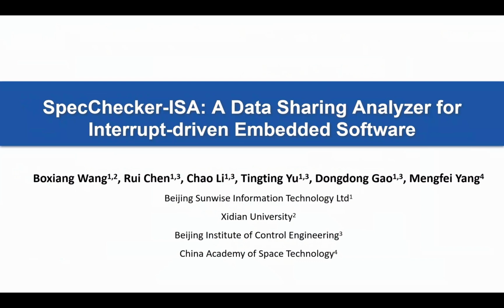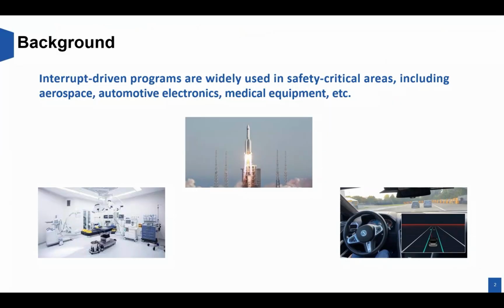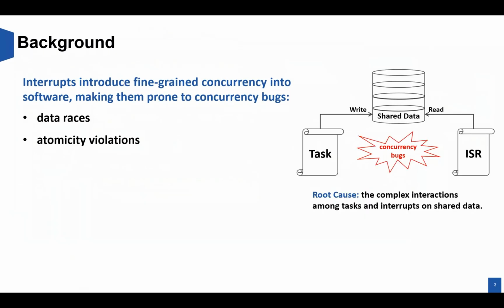Hello everyone, this video will demonstrate SpecChecker-ISA, a data sharing analyzer for interrupt-driven embedded software. Interrupt-driven programs are widely used in safety-critical areas, including aerospace, automotive electronics, medical equipment, and so on. Interrupts introduce fine-grained concurrency into software, making them prone to concurrency bugs, for example, data races and atomicity violations, which often come from the complex interactions among tasks and interrupts on shared data.